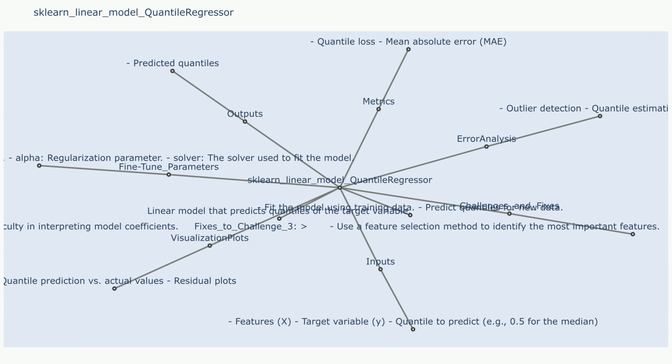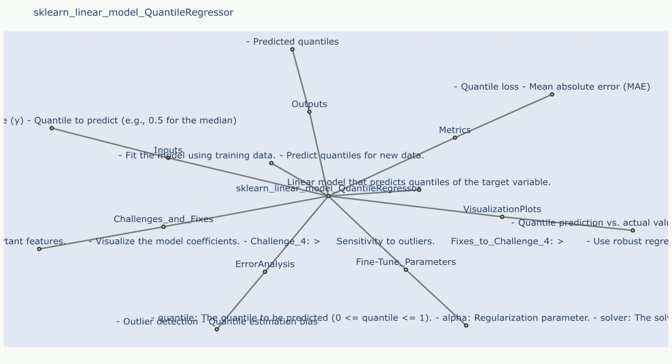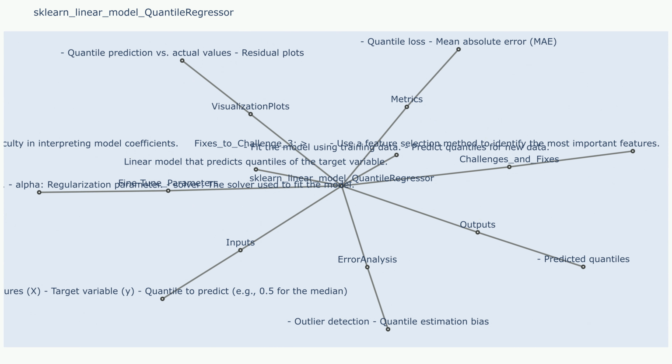Challenge 2: difficulty in capturing complex relationships between features and the target variable. Sample use case that resulted in challenge 2: if the relationship between the features and the target variable is highly nonlinear, a linear model may not be able to accurately capture it. Fixes to challenge 2: consider using a more flexible model such as a nonlinear model, or adding more features that capture the nonlinear relationship.